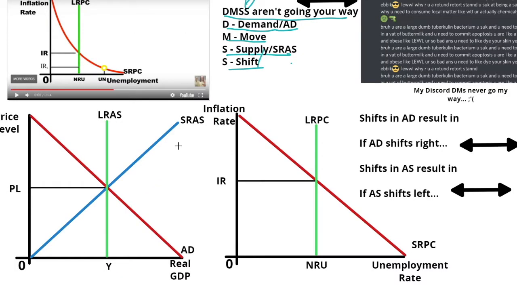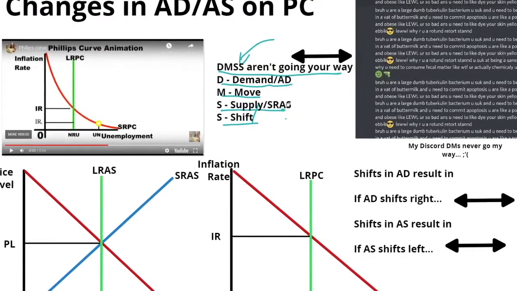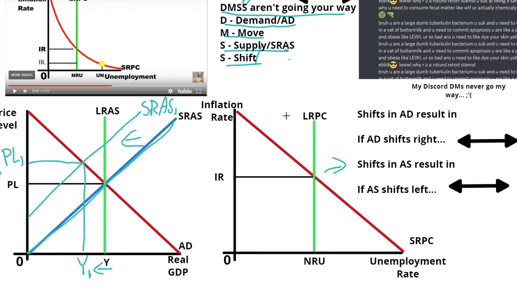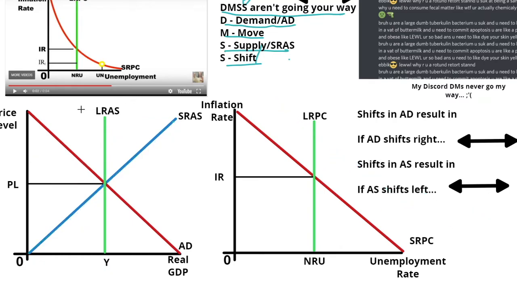And this brings us to our next point on what direction will it move or shift. If we look back to our mnemonic, DMs aren't going your way. They'll never go your way. Meaning, let's say you have your short-run aggregate supply here, and it shifts to the left, then the short-run Phillips curve won't go that same way. It'll go the opposite way. It'll go to the right. Let's do a different example.